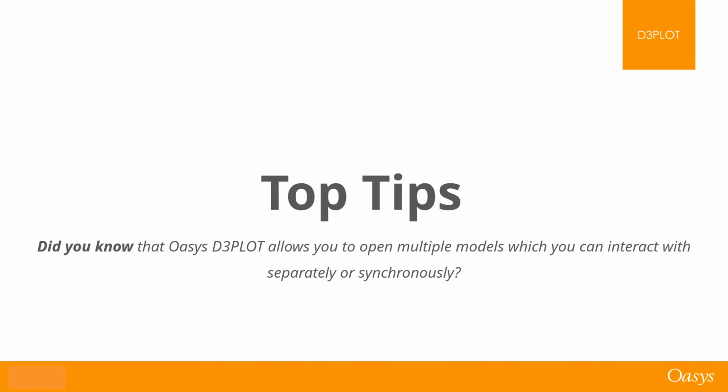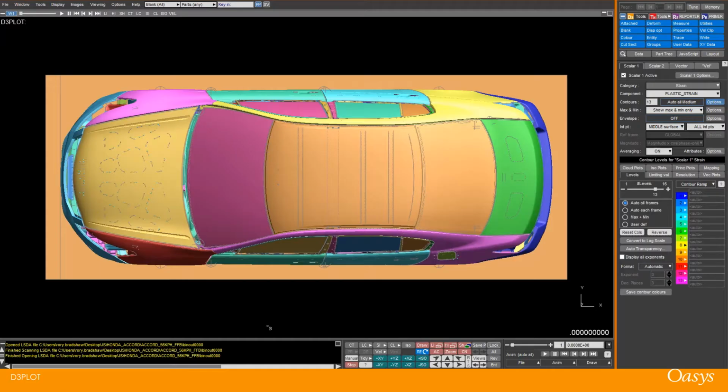Did you know that Oasys D3PLOT allows you to open multiple models which you can interact with separately or synchronously? Today I'm going to show you how to work with multiple models in a single D3PLOT session, and I'm going to show you some of my top tips that will hopefully save you time when you're working with lots of models. So I've got the Honda Accord model open in D3PLOT and I'm going to show you how to firstly open up multiple models.